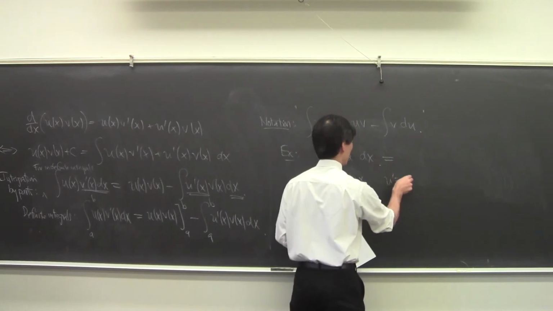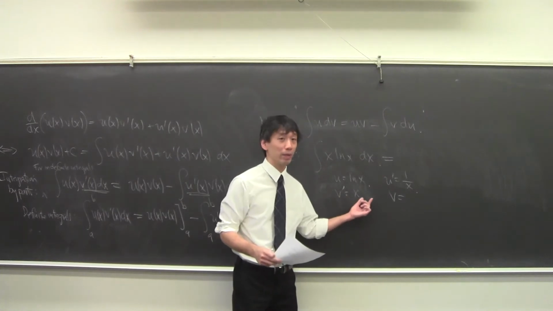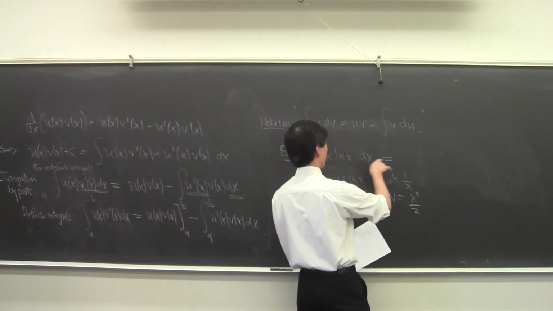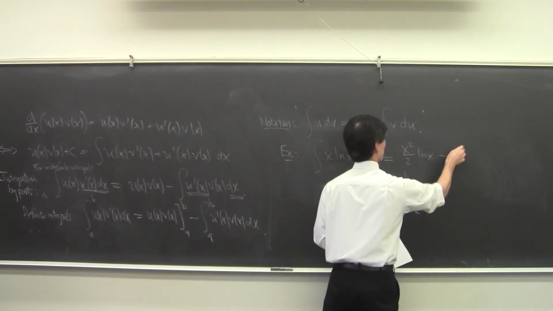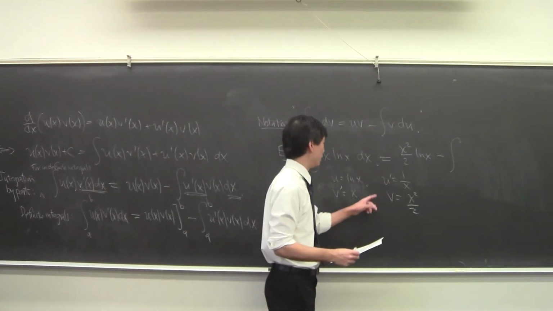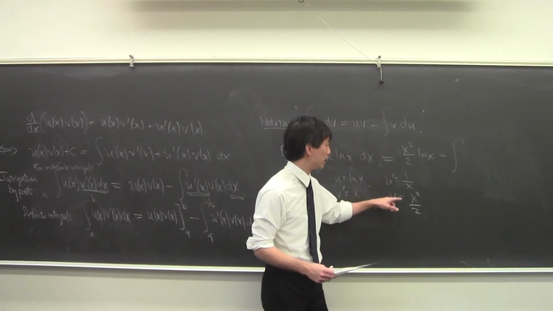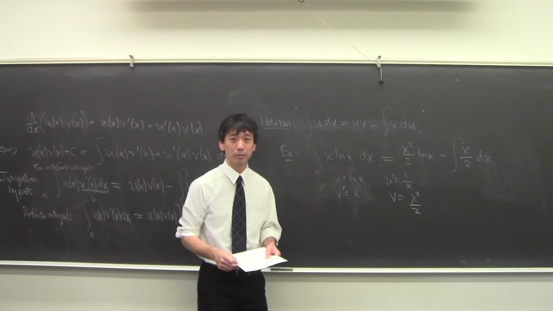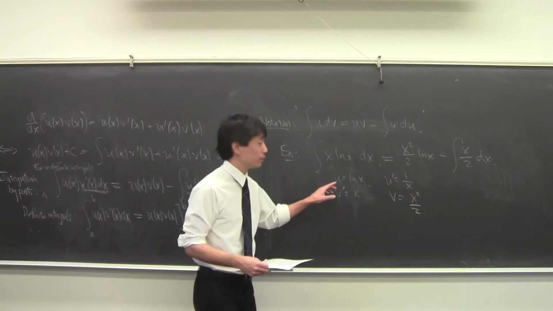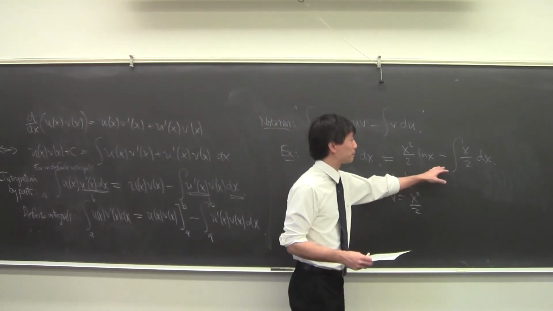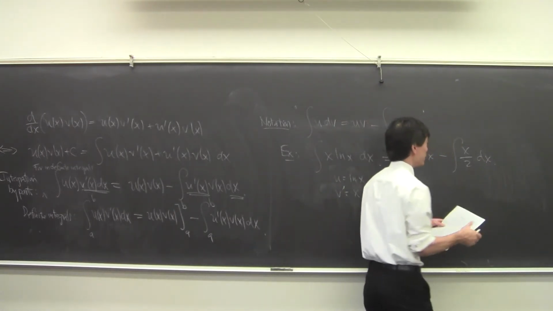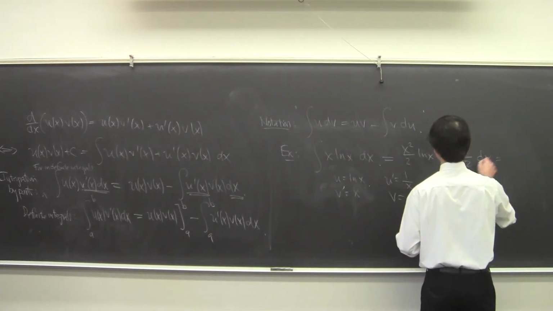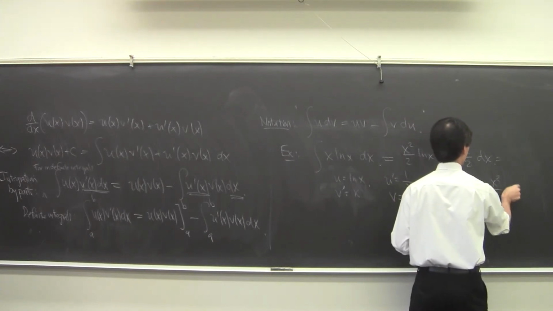Well, u prime is 1 over x. And if my v prime is x, what's my v? x squared over 2. So over here, u times v gives x squared over 2 natural log x, minus the integral of u prime times v, which is x over 2. Is the letter defined as u or v prime? Yes, we'll take a look at that in a second. And what's the integral of x over 2? x squared over 4. So you get x squared over 2 natural log of x minus x squared over 4 plus a constant.